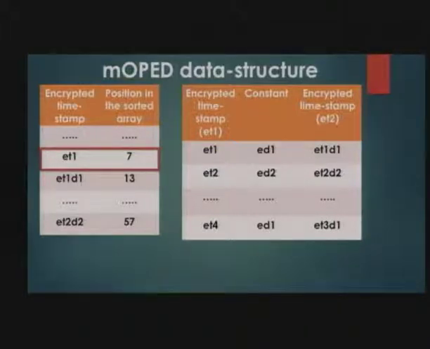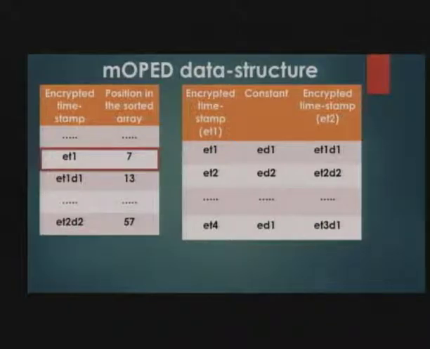If you were to decrypt all these encrypted timestamps, put the plain text timestamps in an array and sort them, each time will have a position in the array, like number 2, number 3, 7, something. Then you do a reverse map. You keep ET1 as the encrypted time, and 7 as the position of the plain text time. That's what you keep a map of, in a hash table.